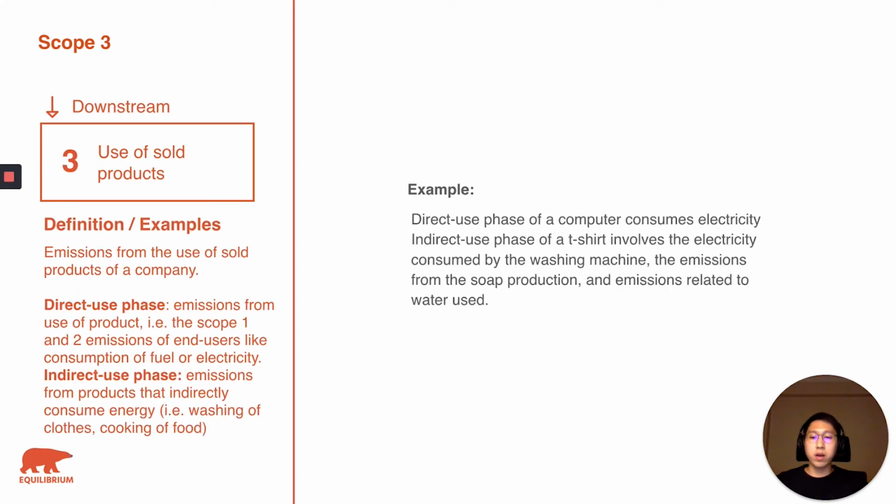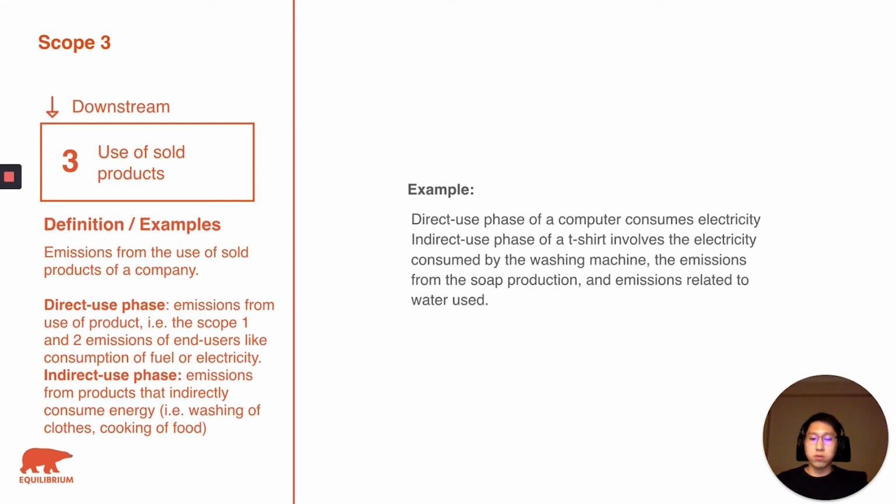Category 3 accounts for the emissions produced during the use of sold products, which can further be subdivided into two categories: the direct use phase and indirect use phase. This category would be better explained with an example other than potato chips. Direct use phase emissions refer to emissions produced from the use of the product, like the use of a computer, and the emissions associated with the amount of electricity consumed by it.